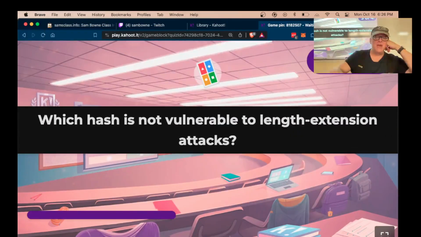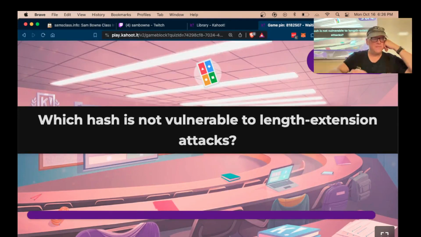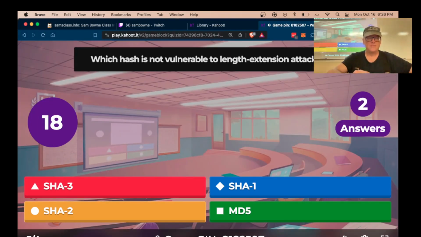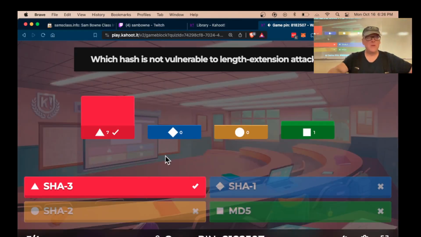All right, which hash is not vulnerable to length extension? SHA-3 is the only one. Kind of funny. That might be one reason to move to it, although nobody's moving to it yet. Pretty much everybody's moving from SHA-1 to SHA-2, but so far I haven't seen anybody bother to move to SHA-3. Nothing about it is motivating them, but this is a feature.